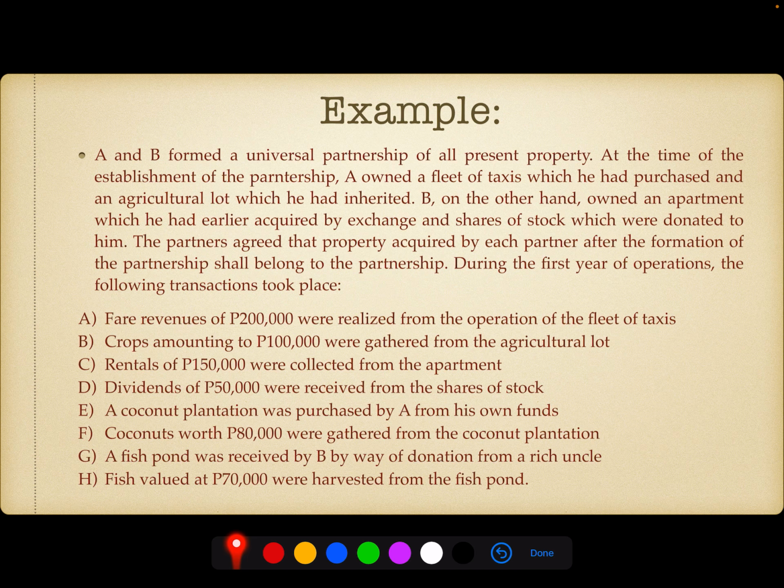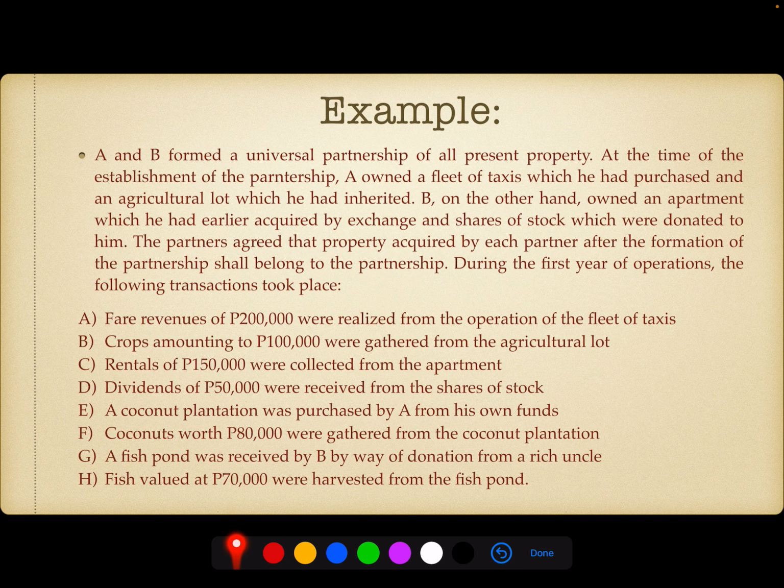Alright, so I'll go now to my example. This is actually the example of Attorney Soriano in his book. A and B formed a universal partnership of all present property. At the time of the establishment of the partnership, A owned a fleet of taxis which he had purchased and an agricultural lot which he had inherited. B, on the other hand, owned an apartment which he had earlier acquired by exchange and shares of stocks which were donated to him. The partners agreed that the property acquired by each partner after the formation of the partnership shall belong to the partnership. During the first year of operations, the following transactions took place.